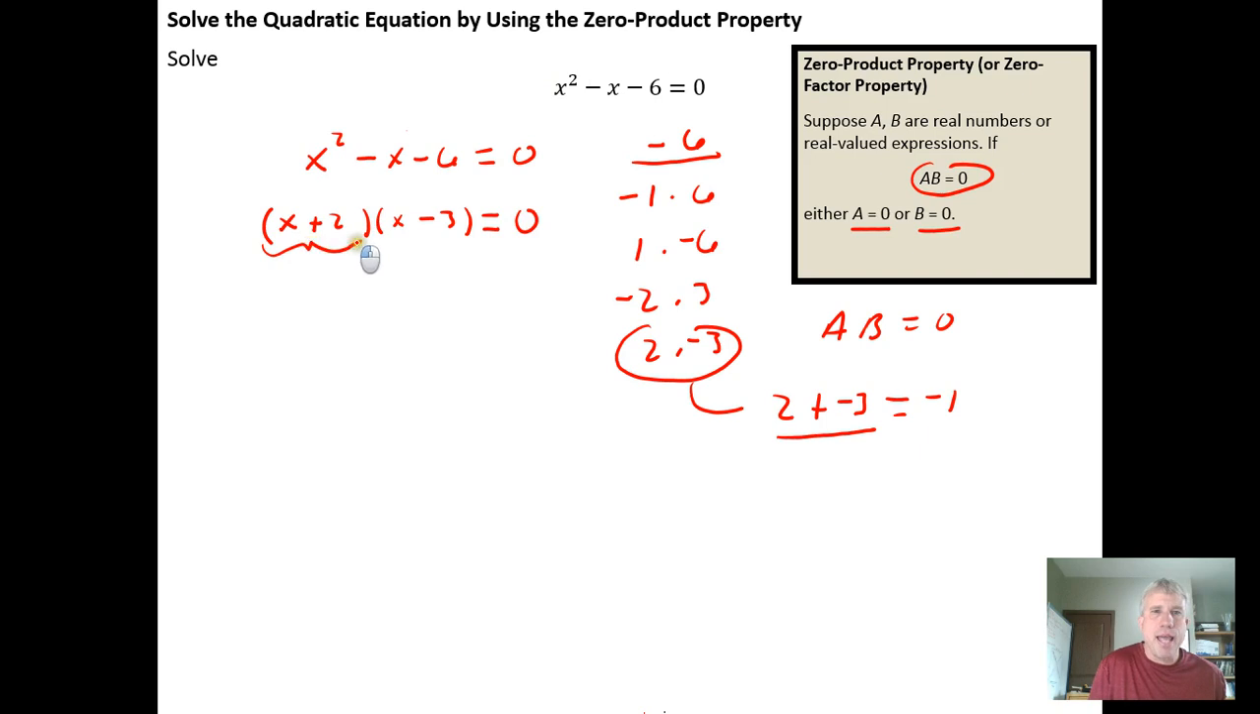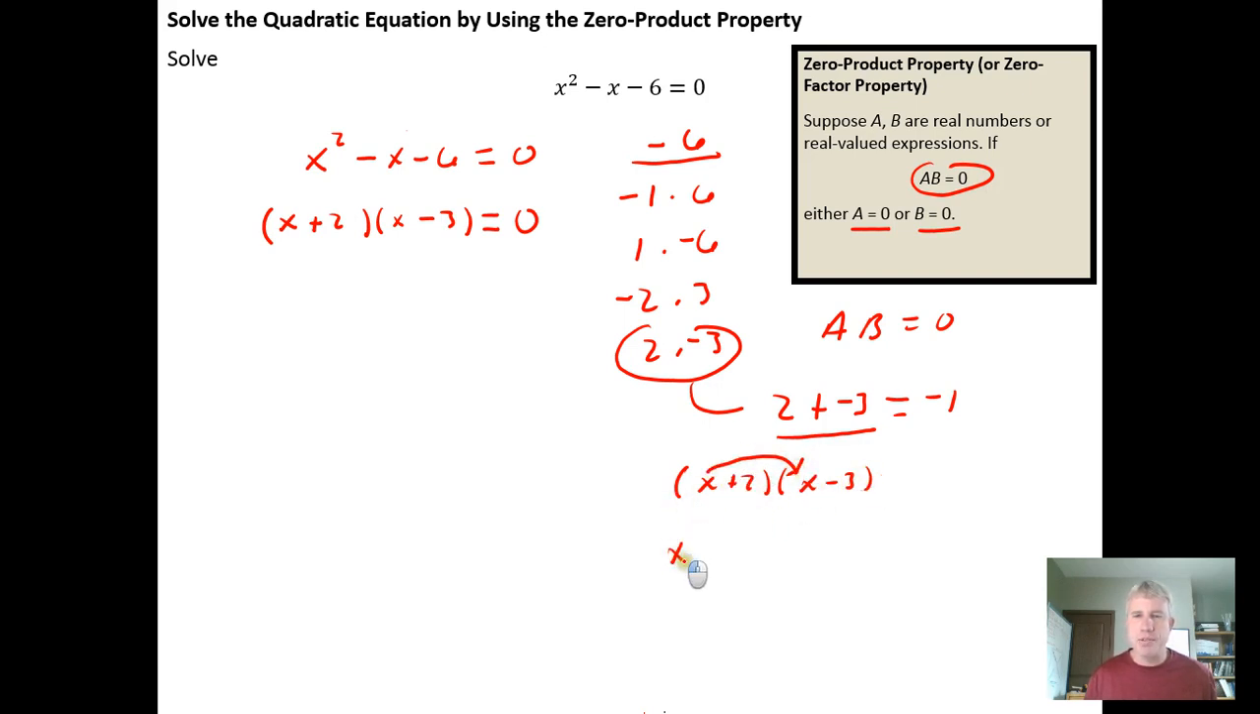I have an a, parentheses touching means multiply. I have an a times a b equaling 0, which means I can use the zero product property. If I need to check my work on my factorization, I can always multiply this out. So I could come down here and say x plus 2 times x minus 3, and I could use the distributive property to check my work.